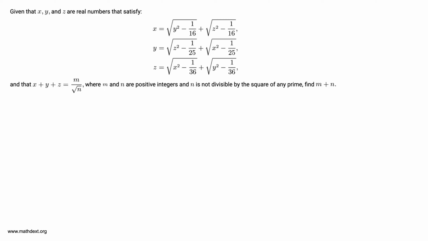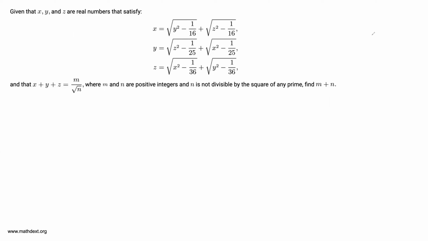Find m plus n. Okay, so let's first take a look at this system of equations, and it's not immediately obvious how we proceed. I mean, we have x equals the square root of y squared minus 1 over 16 plus the square root of z squared minus 1 over 16, and it doesn't seem like we can do anything nice with this. Like if we try to square it, we get x squared is equal to y squared minus 1 over 16, plus z squared minus 1 over 16, but then you'd have to add in this pesky 2 times the square root of y squared minus 1 over 16 times the square root of z squared minus 1 over 16. And like I just said, it's not immediately obvious how we proceed from this. You try using algebra, it's not easy.